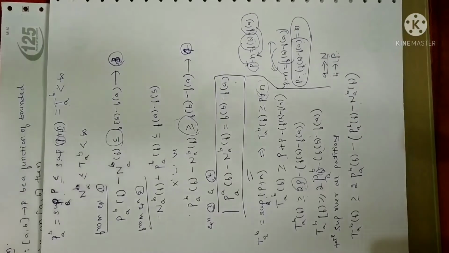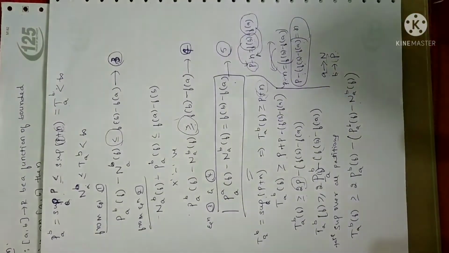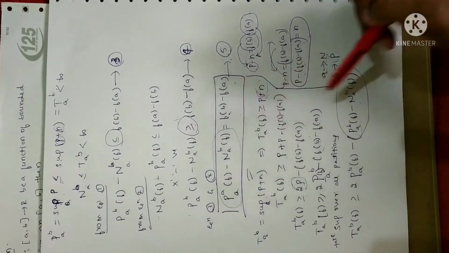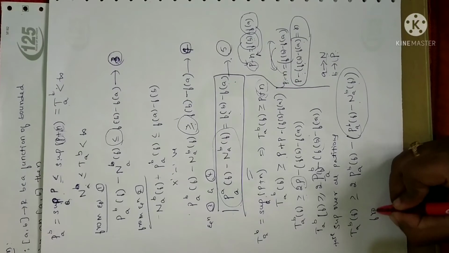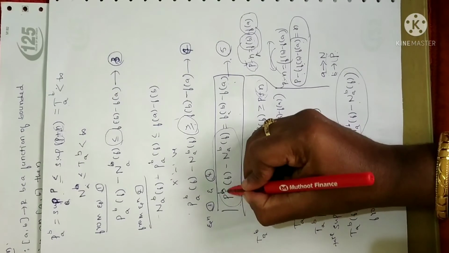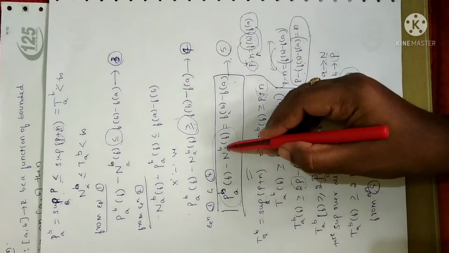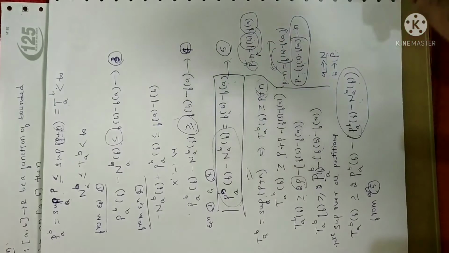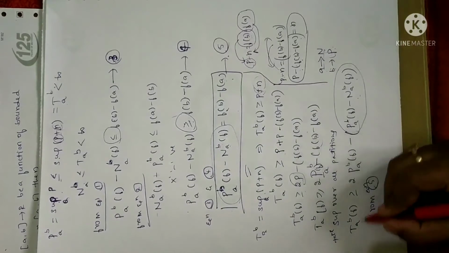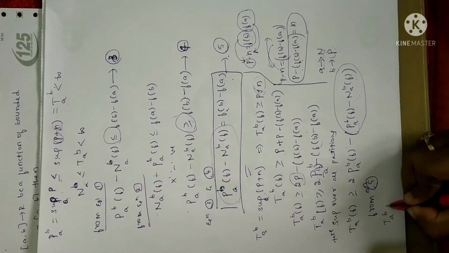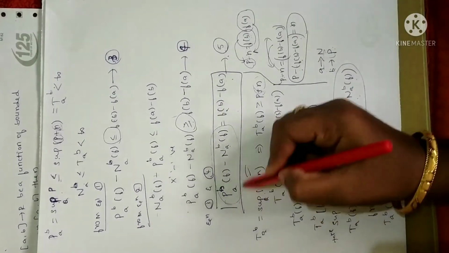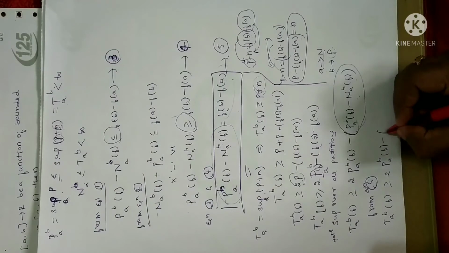Fine. Now let me take this as equation 5. Look at the LHS of equation 5. We can replace this with F of B minus F of A. From equation 5, I'll just replace it. Look at equation 5. P of A to B of F minus N of A to B of F is none other than F of B minus F of A. Now I'm going to replace this with F of B minus F of A. We get, see here, LHS as it is, T of A to B of F is greater than or equal to 2 times P from A to B of F minus, see, this term can be replaced by F of B minus F of A.